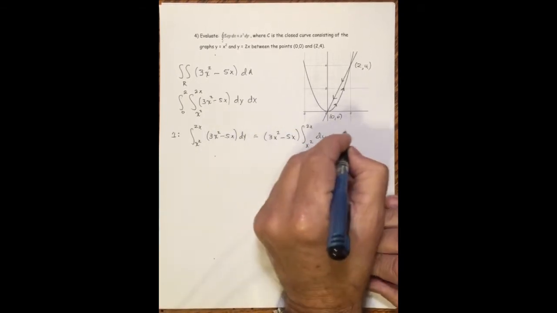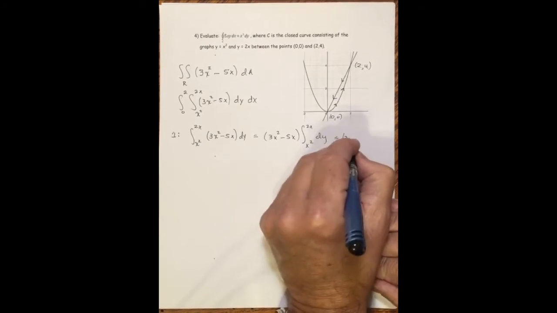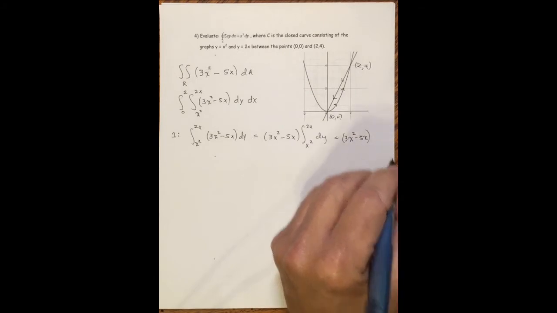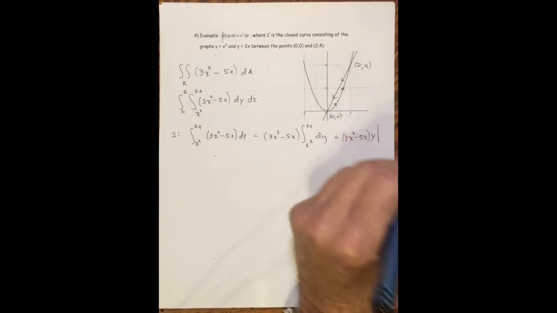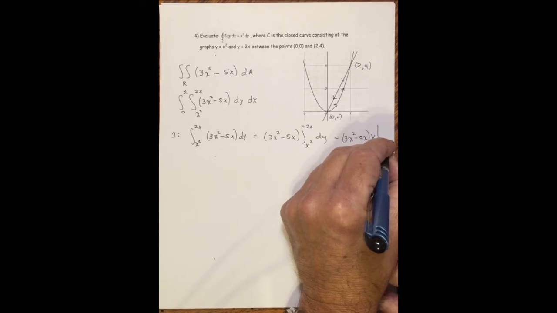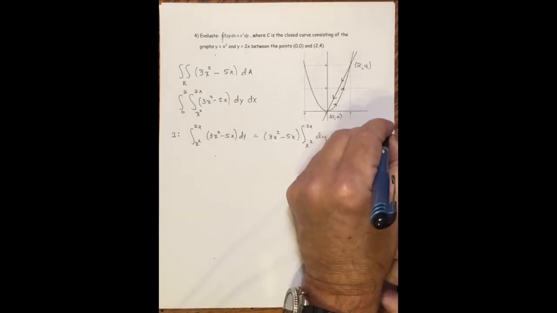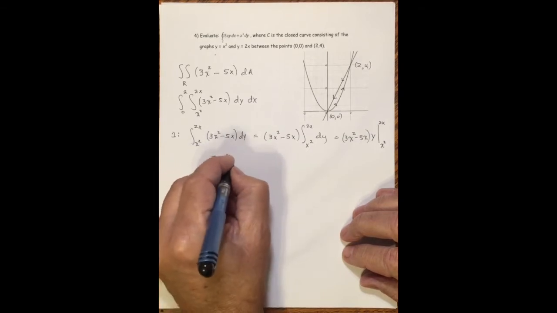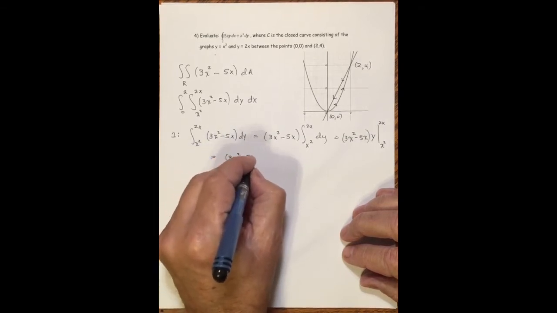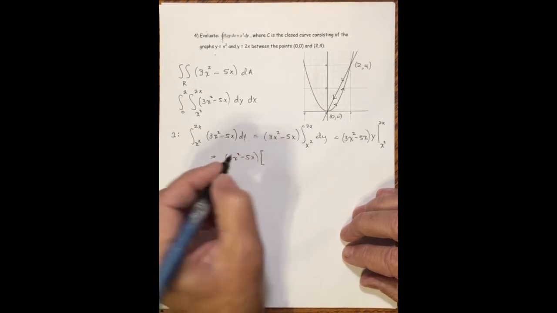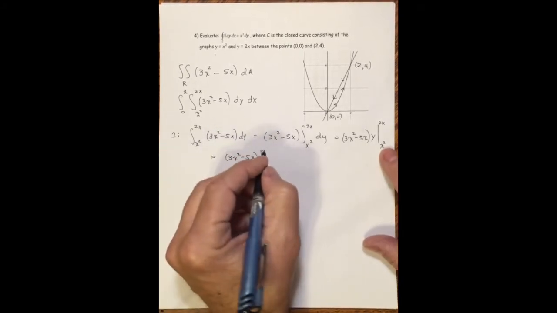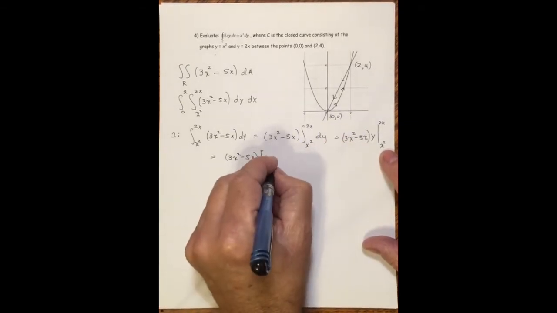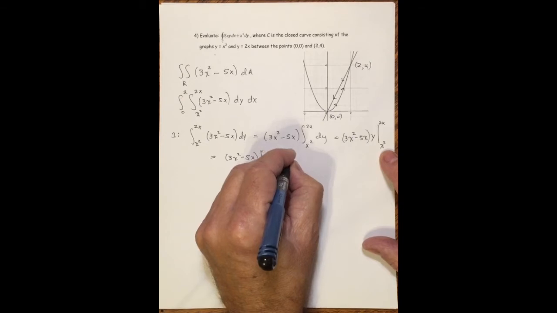So that's going to give us a 3x squared minus 5x times a y, and that y is going to be evaluated from x squared to 2x. So now that's going to give us a 3x squared minus a 5x. Now I'm going to use square brackets just to separate them. Remember now, I'm plugging the limits in for y, so I'm going to get 2x minus x squared.